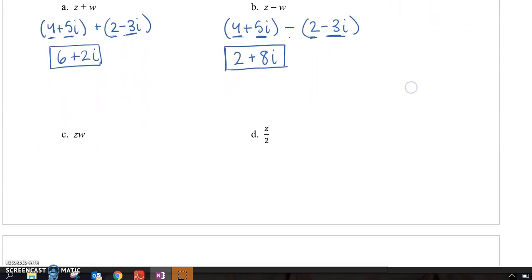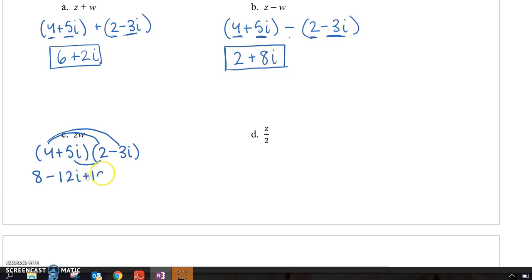Moving on, z times w. So 4 plus 5i times 2 minus 3i. So 4 times 2 is 8. 4 times negative 3i is negative 12i. 5i times 2, 10i. 5i times negative 3i is going to be negative 15i squared.